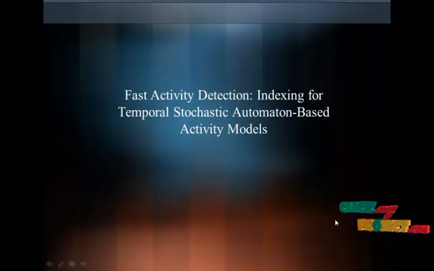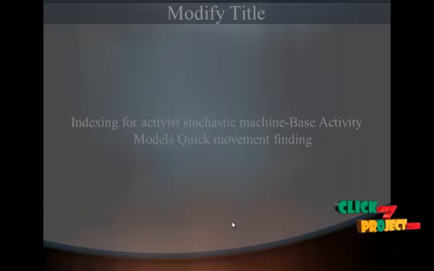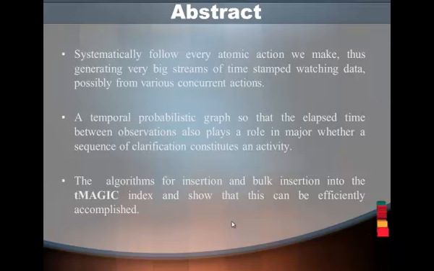Fast active detection indexing for temporal stochastic atomic based activity title indexing, for activity stochastic mechanism based activity model, quickly movement finding. Abstract: systematically follow every atomic action we make, which generates a very big stream of timestamped watching data, possibly from various concerned actions. A temporal probability graph so that the elapsed times between the observations also play a role in a sequence of classification considering the activity.